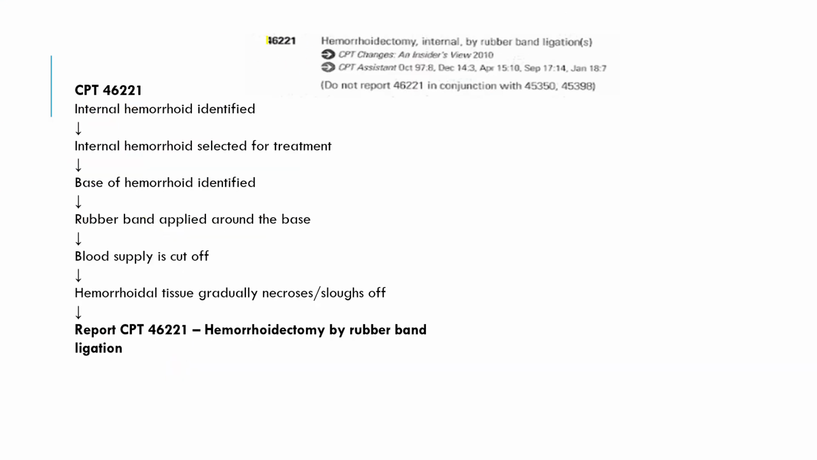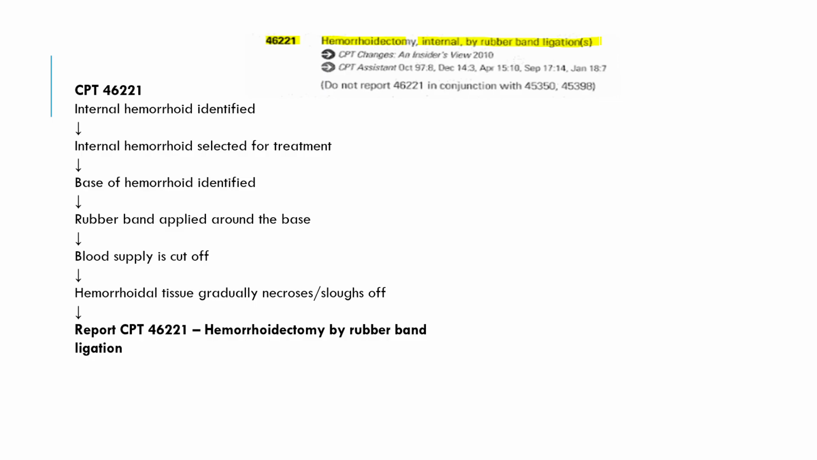Next we have CPT 46221. So what is 46221? Hemorrhoidectomy, internal, by rubber band ligation. What is hemorrhoidectomy? Here hemorrhoidectomy means he is going to remove the hemorrhoids. So what type of hemorrhoids is he removing? Internal hemorrhoids. So where are the internal hemorrhoids? Within the anal canal.